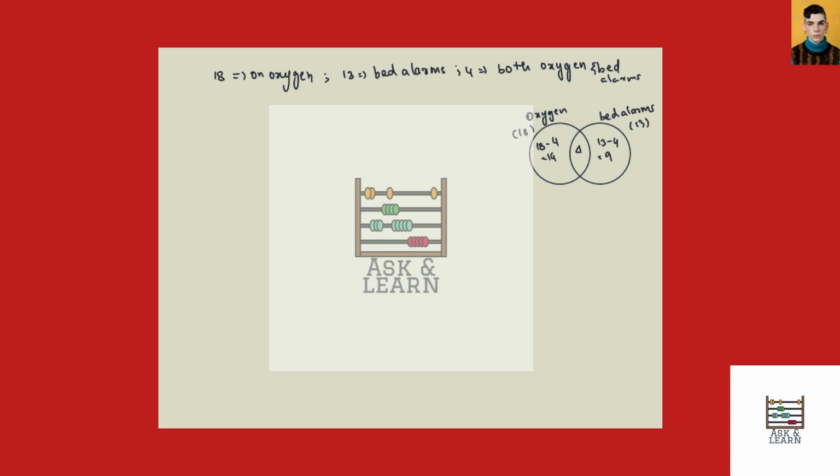Before getting into the first part of the question, with the given information we have drawn the Venn diagram. With this Venn diagram we can say that only 14 patients are on oxygen, 4 patients are on both oxygen and bed alarm, and 9 patients are on bed alarms.